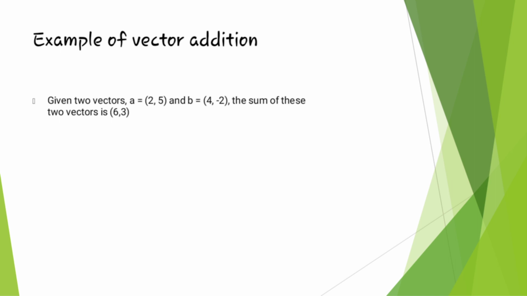So let's look at this example. Given two vectors, A has a coordinate of 2, 5 and B is 4, -2. The sum of these two vectors will be the x coordinate of A add the x coordinate of B, that is 2 plus 4, that is 6. Then the y coordinate of A add the y coordinate of B, that is 5 plus -2, that will be 3. So the final answer after that addition will be 6, 3. So on addition, you just consider the positions of the coordinates, then you add directly.